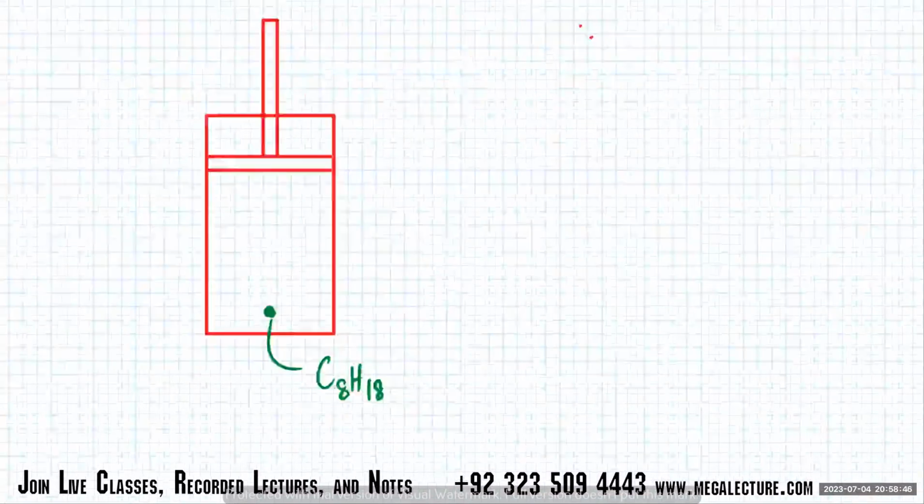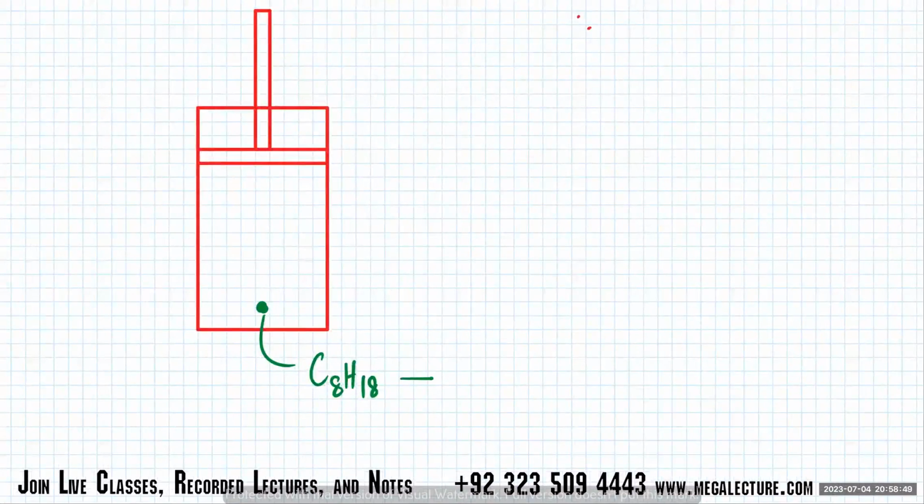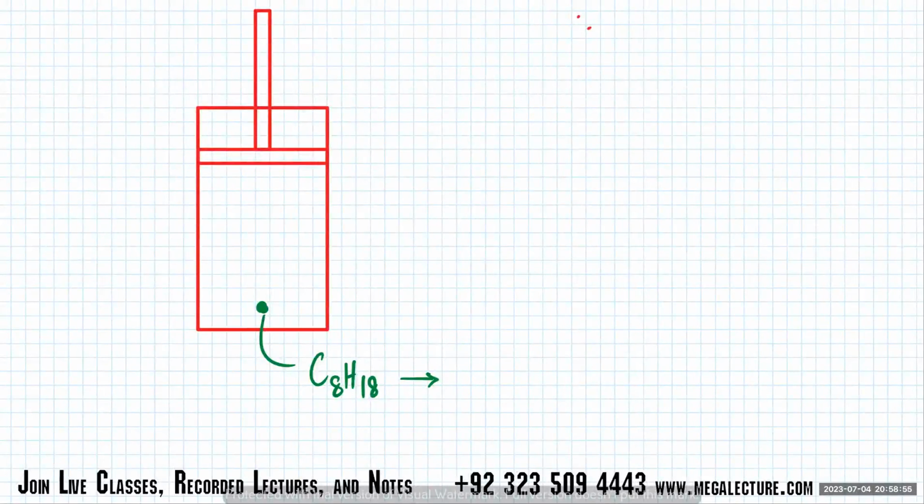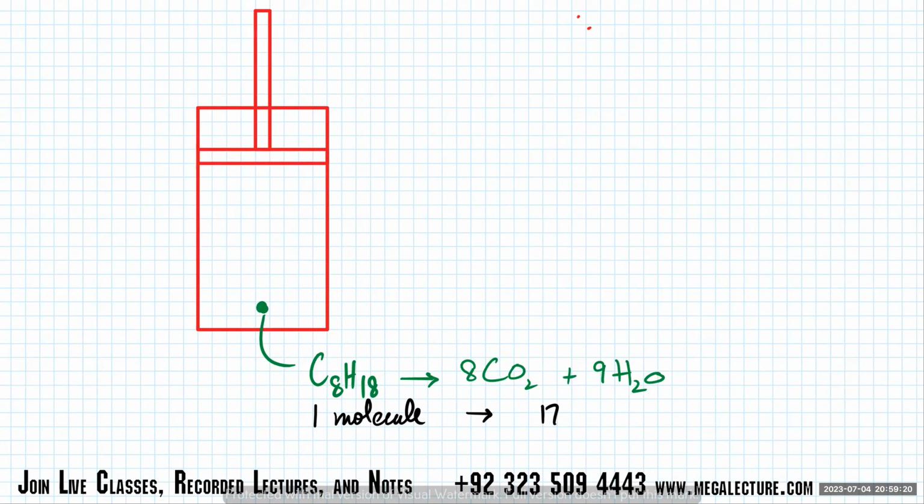So what happens when petrol burns? When petrol burns, it combines with oxygen in the chamber and turns the octane molecule into carbon dioxide and water. So there's going to be 8 carbon dioxide molecules and 9 water molecules. What eventually happens is that your one molecule over here gets converted into how many? It's 8 plus 9, how many molecules? That's 17. So it gets converted into 17 molecules.